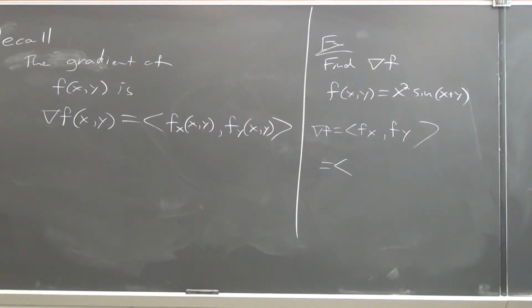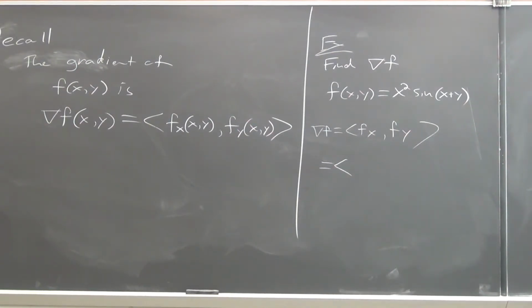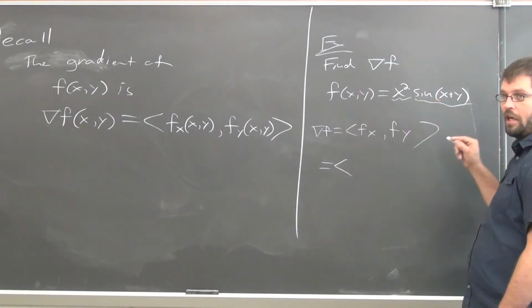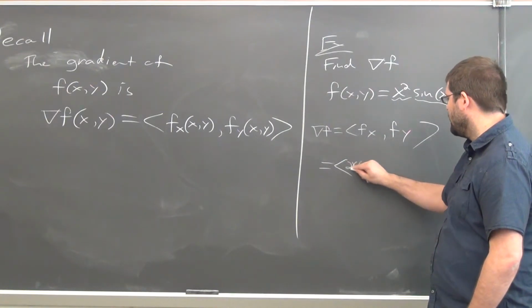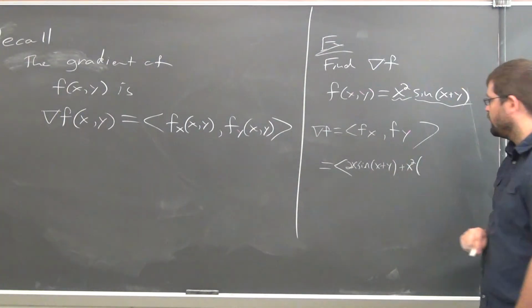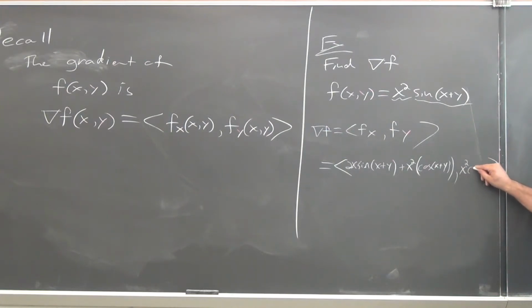Just a partial derivatives problem. Might have been a little while since you've thought of partial derivatives, though. What's f sub x going to be? 2x times sine of x plus y. Okay, good. So product rule, right? So 2x and then sine of x plus y, right? And then plus x squared times the derivative of sine of x plus y, which is just cosine of x plus y, and that's it, right? Comma, derivative with respect to y, x squared sits there, cosine of x plus y, okay?